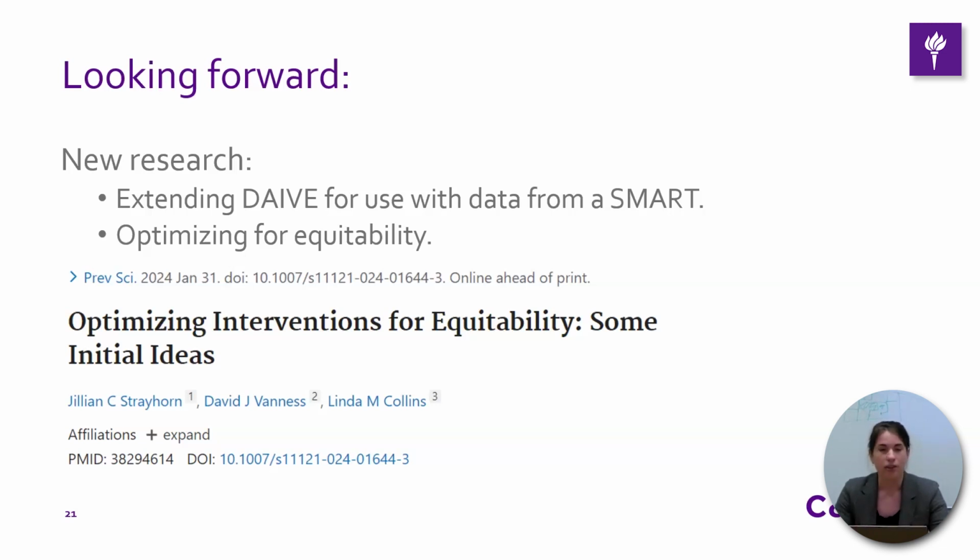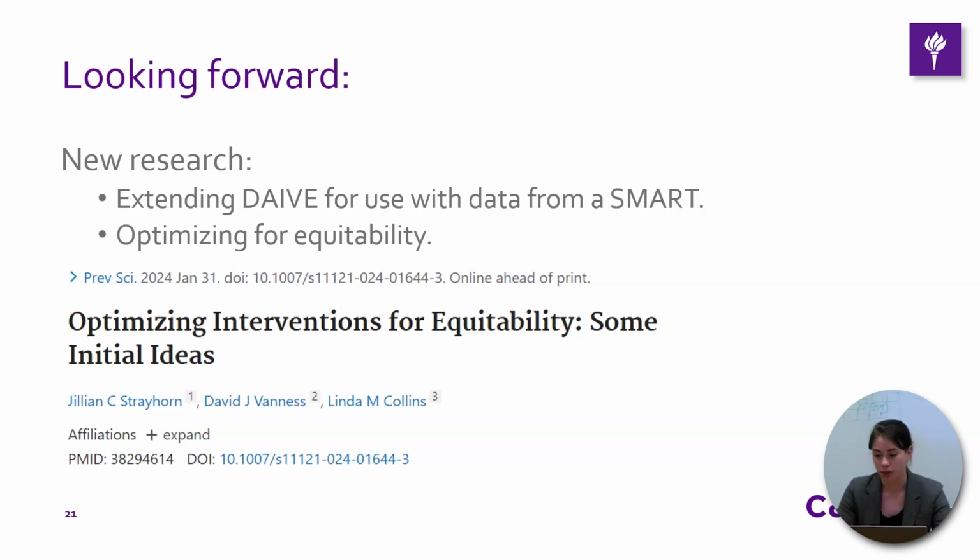Currently, one active area in developing Dave is extending it for use with data from a SMART. So I've emphasized in this webinar data from a 2 to the K factorial optimization randomized control trial. We're currently thinking through the extension that would be relevant when you have data from a sequential multiple assignment randomized trial. We also are actively working to extend Dave, the method, for optimization objectives that involve equitability.